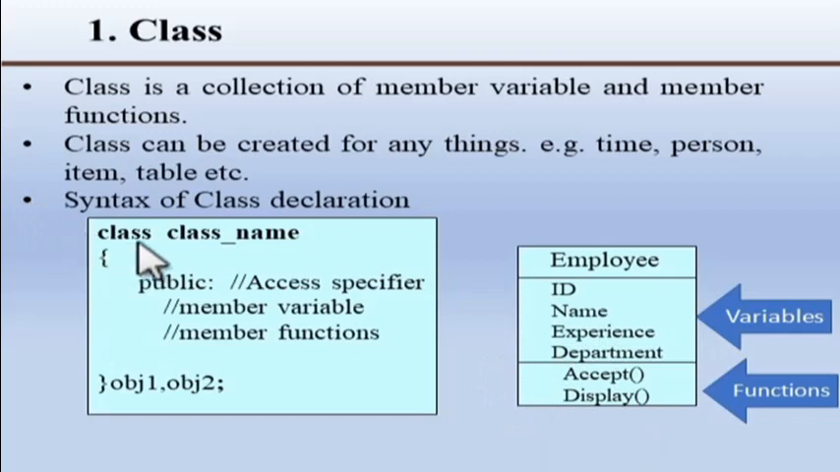Here class keyword is used for declaration of class. After that class name, you can give any class name except keywords. Within opening and closing bracket, you have to specify access specifier for the member variables and member functions. Access specifier may be public, private, or protected. If you do not specify the access specifier, then by default access specifier is private. Class can be terminated using semicolon.